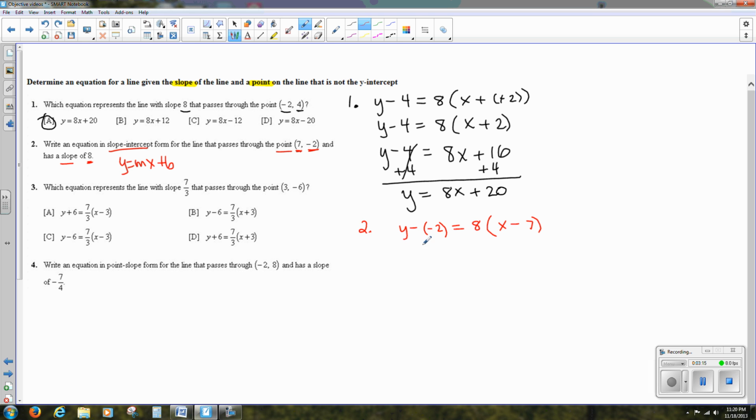Let's clean this side up a little bit. When we subtract the negative, we're really just adding, so y plus 2 equals, and then I can, let's see, slope-intercept form. Yeah, I should go ahead and distribute this side. We get 8x, and 8 times 7 is -56. Now, slope-intercept form, I want to solve for y, so I'm going to subtract 2 from each side. And y equals 8x minus 58.